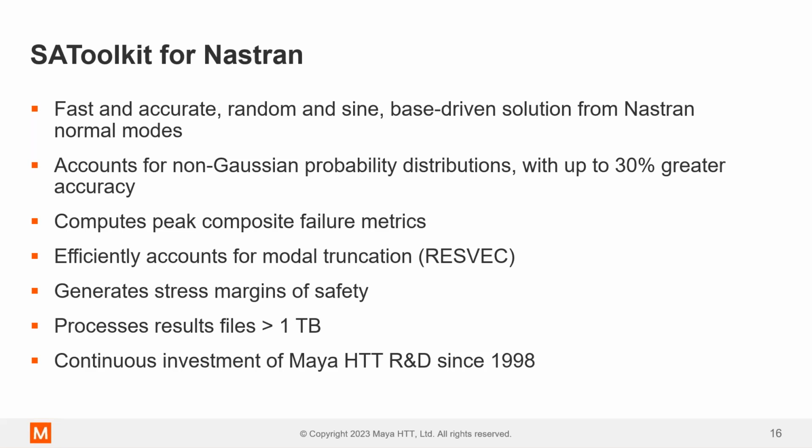This also computes peak composite failure metrics, so you can actually get the random results for your composites. It'll account for modal truncation, ResVec, if you're familiar with Nastran. It can compute margins of safety, and can process large files. You don't have to read them in. You can just process them through our toolkit, even greater than 1 terabyte. And it's a product that we've been continually investing R&D in since 1998, with proven spacecraft and other industry heritage from many different customers.